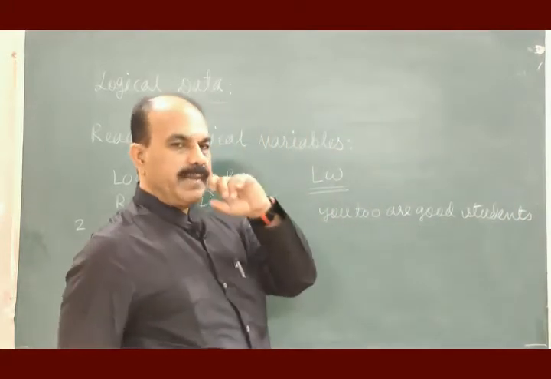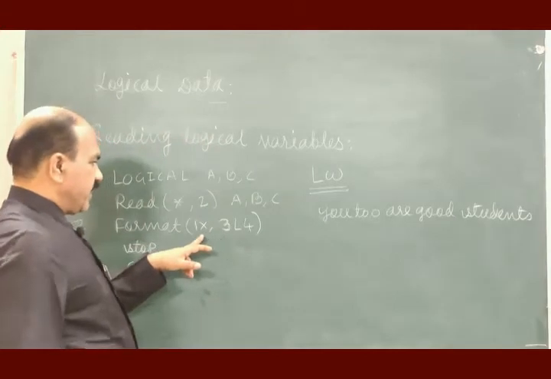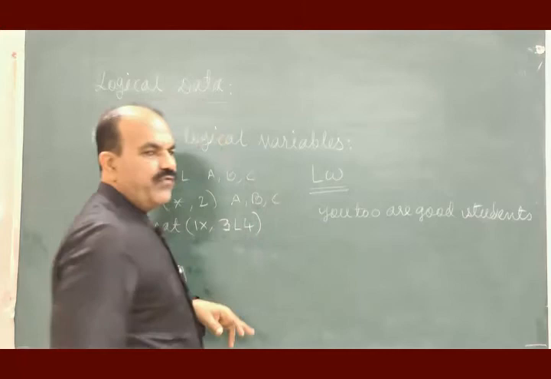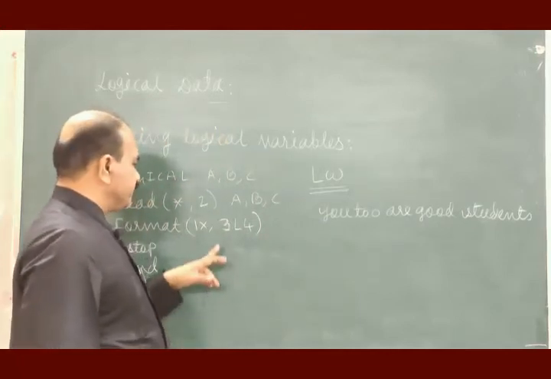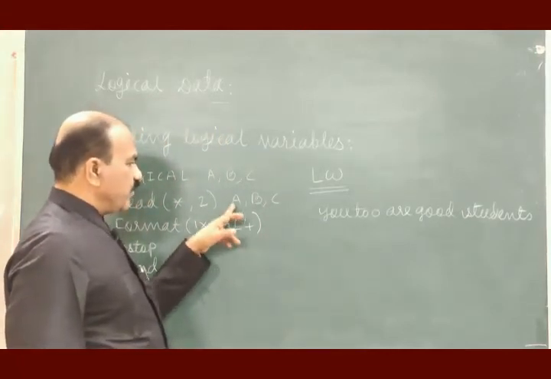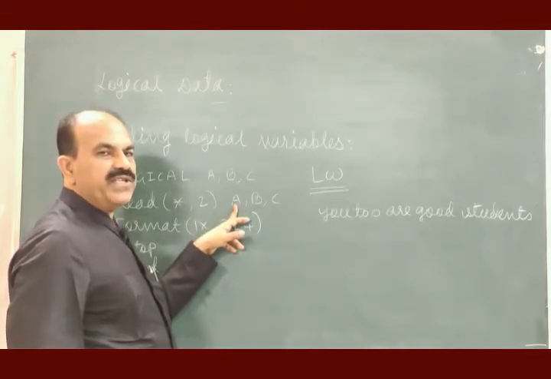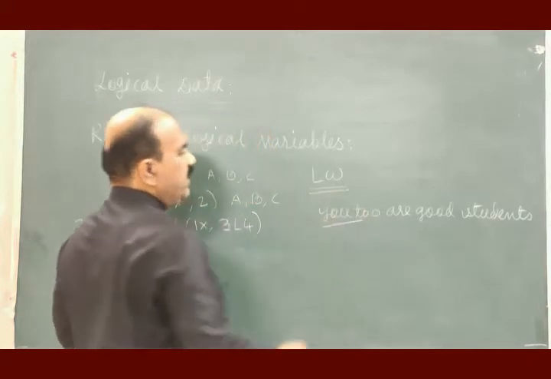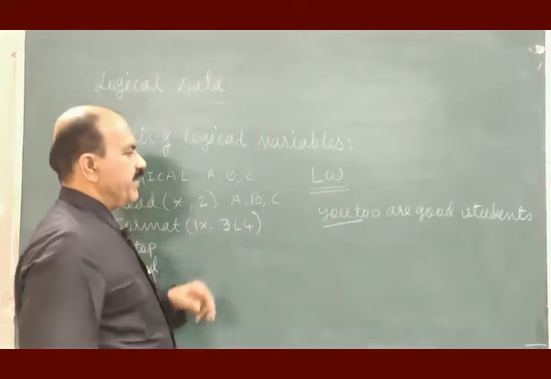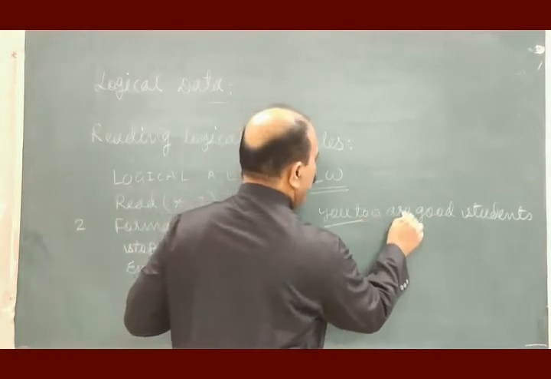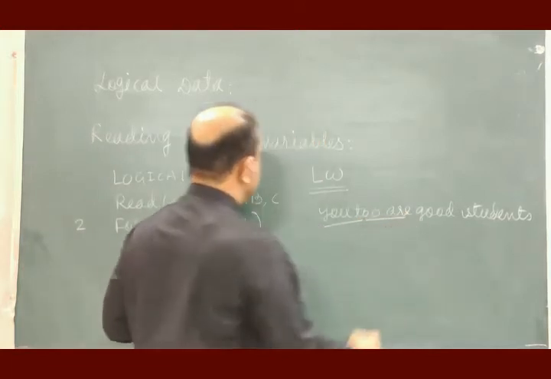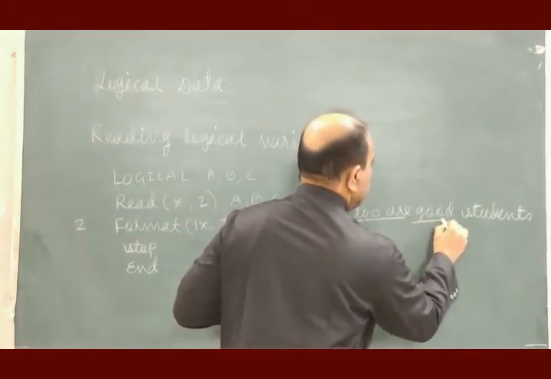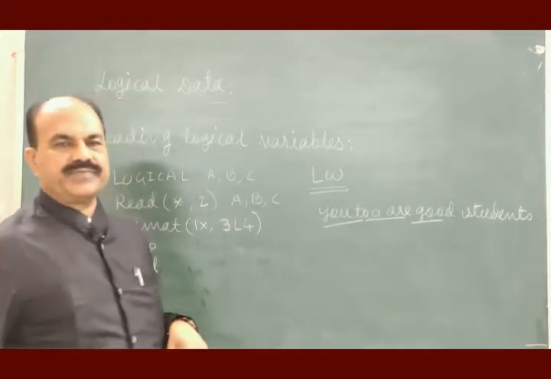Now see what will happen here. 1x, space is left. L4. The format of A is L4. These 4 letters will be read by A. These 4 letters will be assigned to B. These 3 letters are assigned to C.